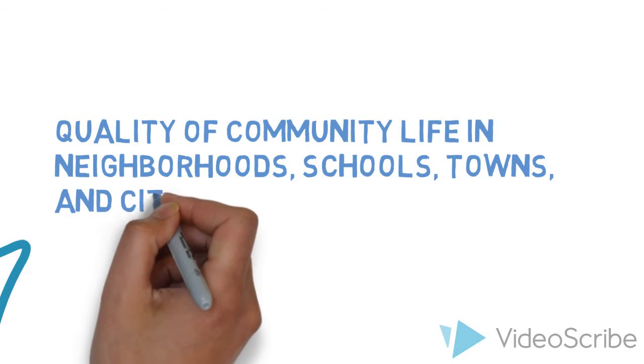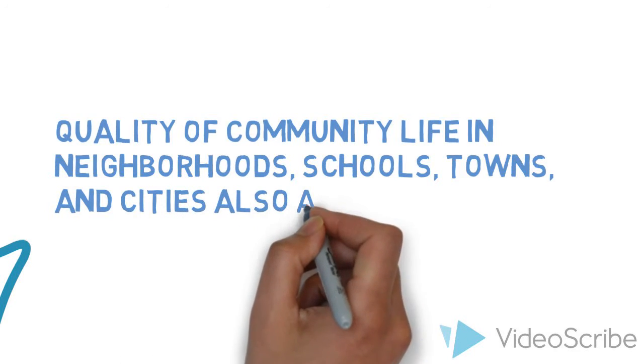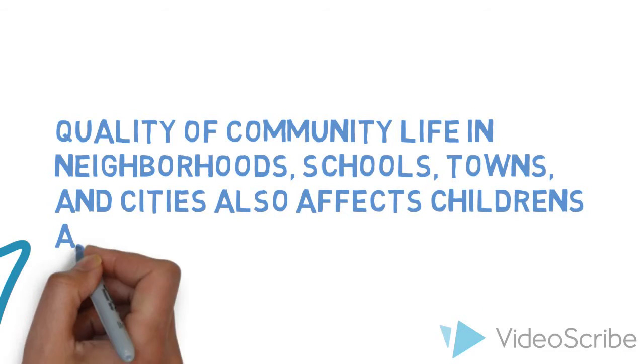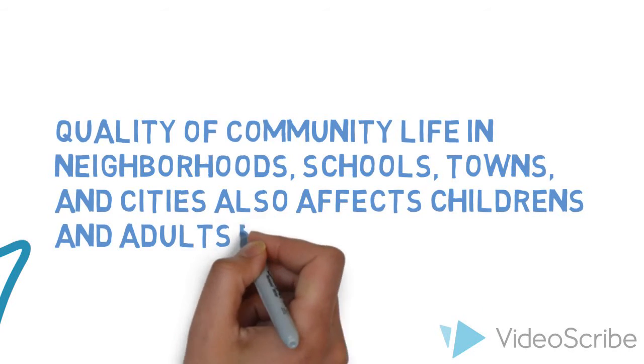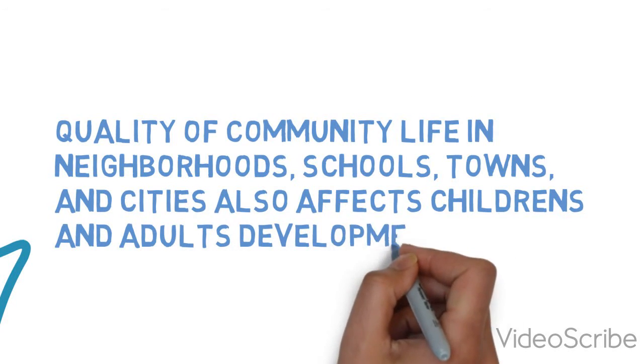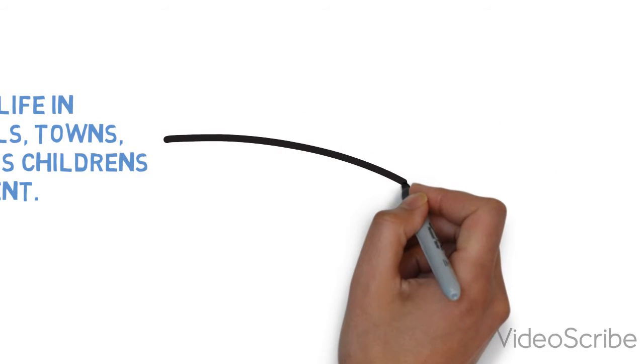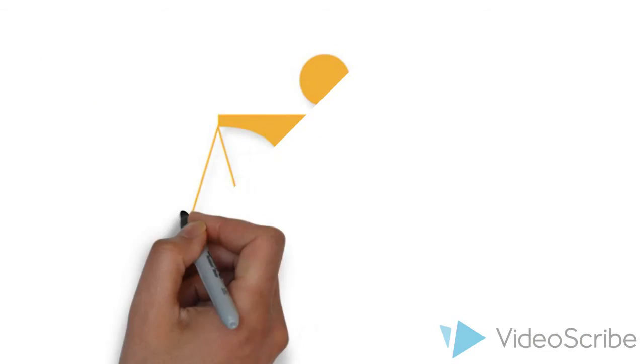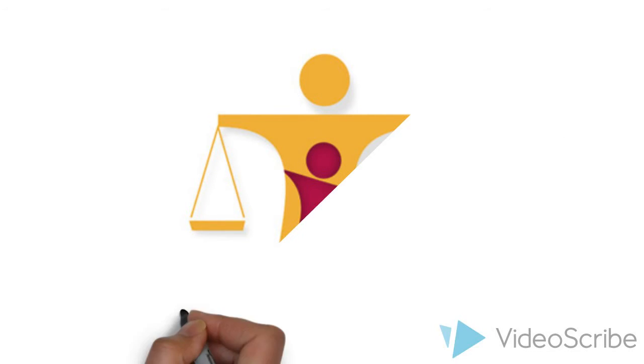Beyond the immediate family, the quality of community life in neighborhoods, schools, towns, and cities also affects children's and adults' development. Cultural values, for example, the degree to which a society emphasizes collectivism versus individualism, combine with laws and government programs to shape experiences in all of these contexts.